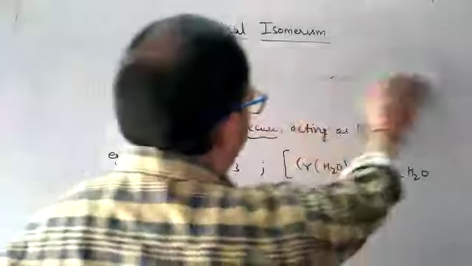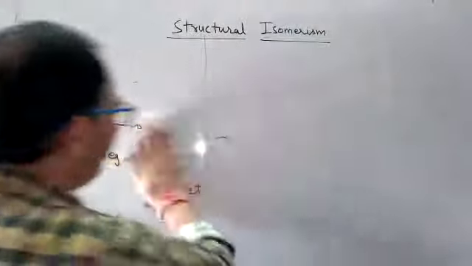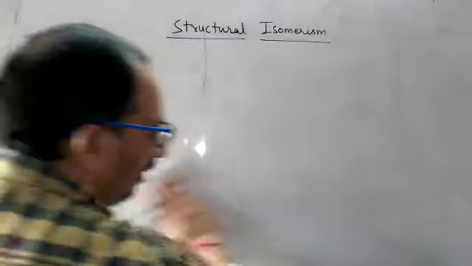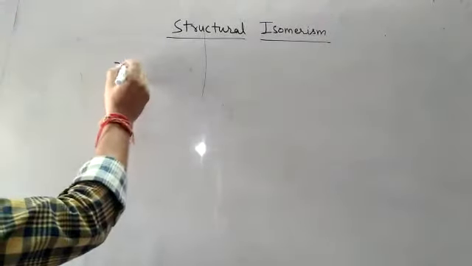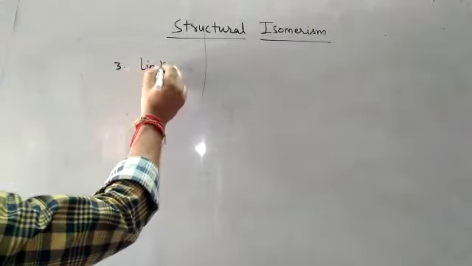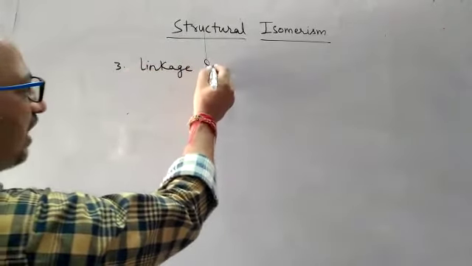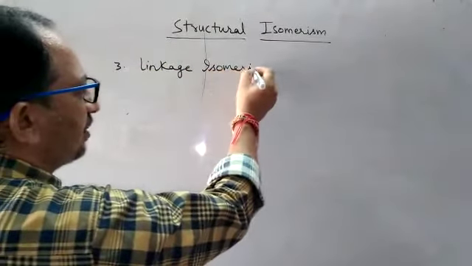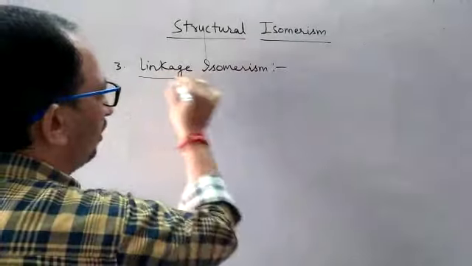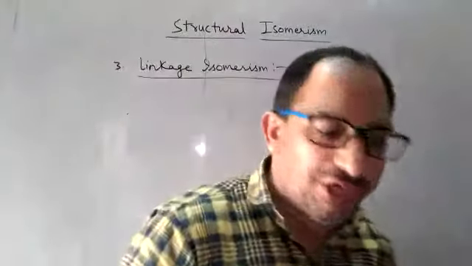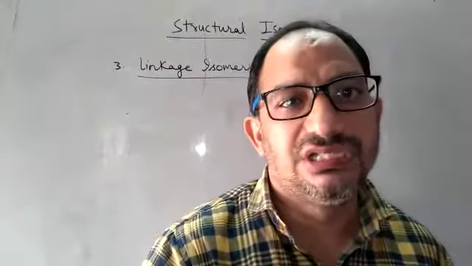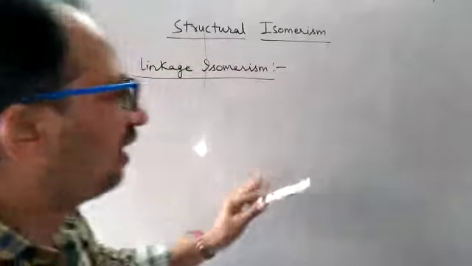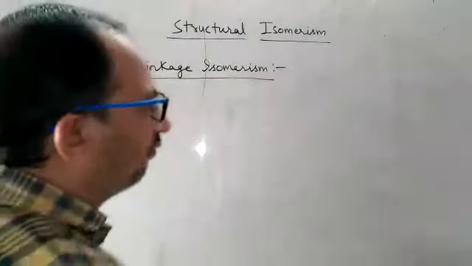Now see the third type. The third type of isomerism is linkage isomerism. As the name suggests, linkage: the atom by which the ligand links to the central atom differs. Such isomers are called linkage isomers, and the phenomenon is called linkage isomerism.